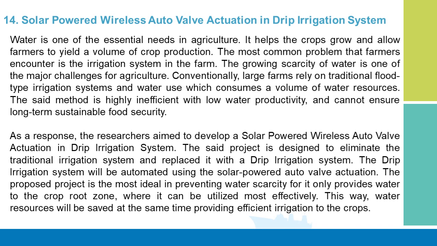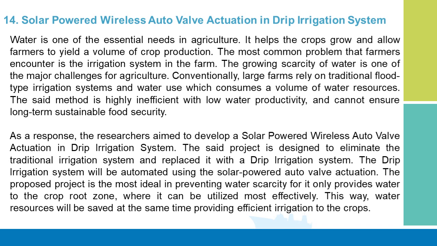Conventionally, large farms rely on traditional flood-type irrigation systems and water use, which consumes a volume of water resources. The said method is highly inefficient with low water productivity, and cannot ensure long-term sustainable food security. As a response, the researchers aim to develop a solar-powered wireless auto valve actuation and drip irrigation system.